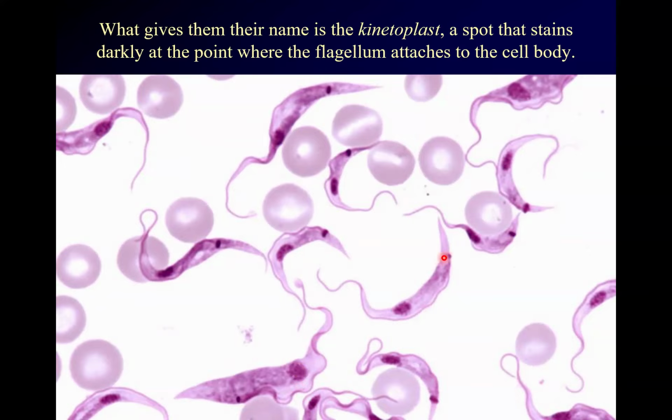And then right up here, that is the spot where the flagellum attaches to the cell body. It's a dark stained little spot called the kinetoplast. So right there is a kinetoplast. The nucleus is farther back, and then there's the kinetoplast. There's the nucleus, and there's the kinetoplast, and so on.